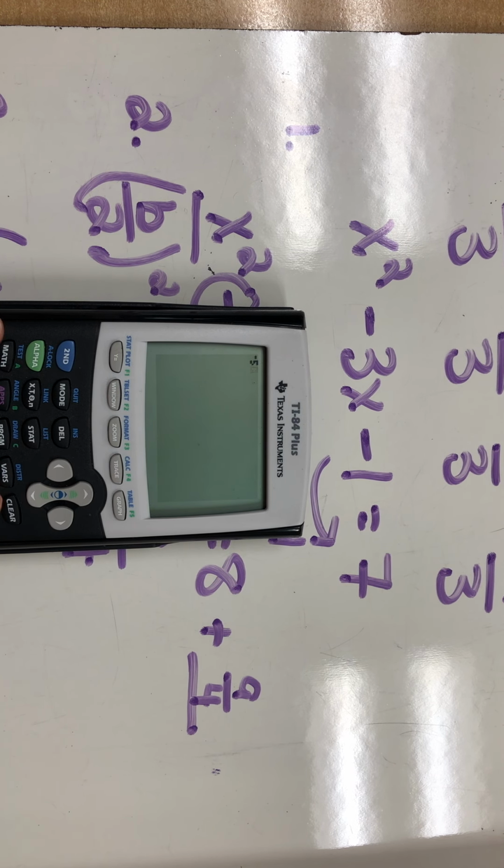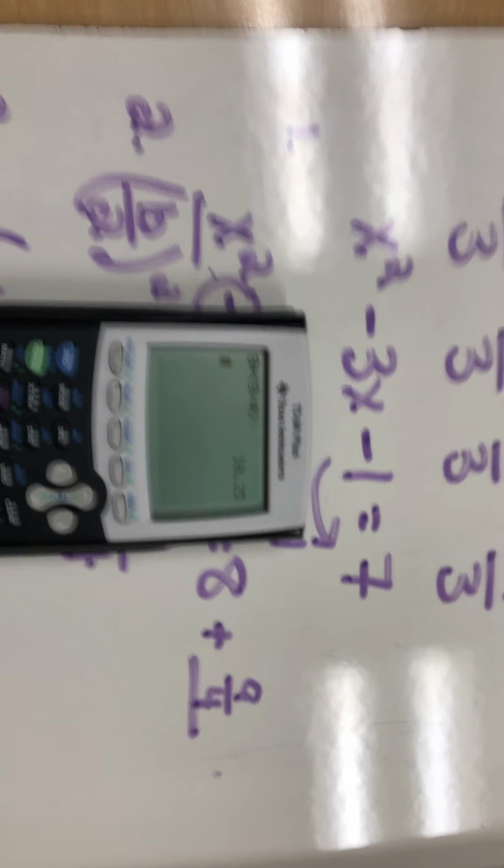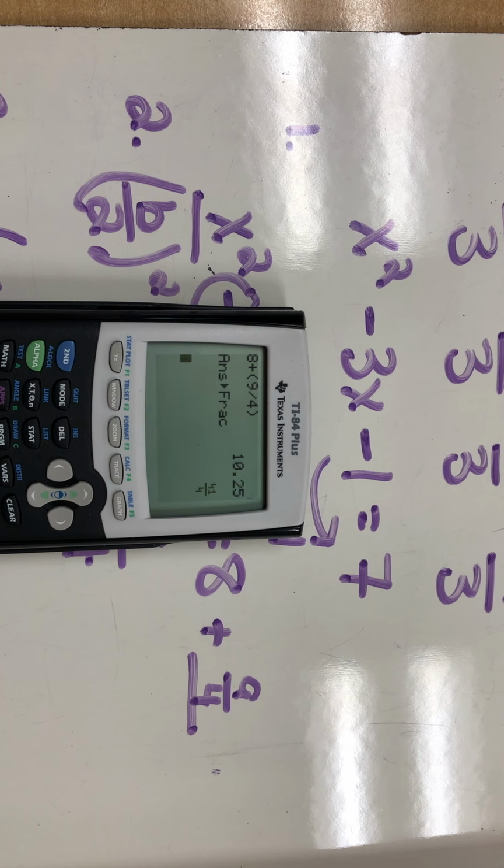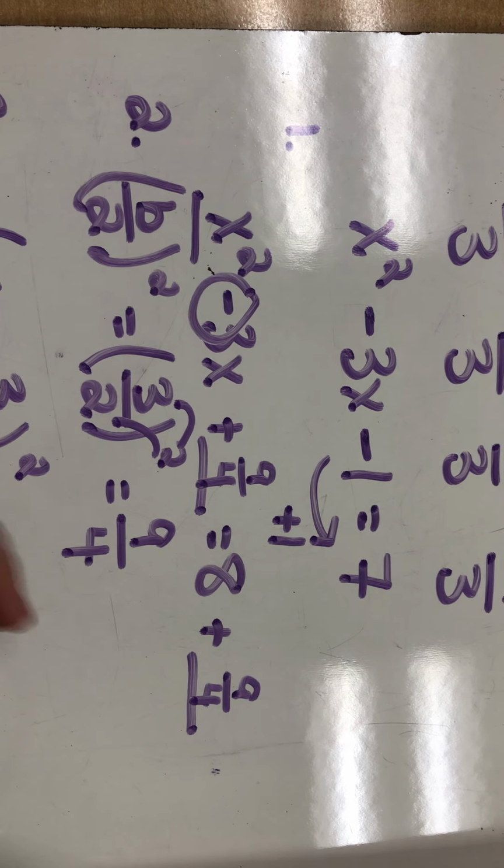If you can't do that in your head, it's completely fine. You just push clear until you're good. Just type it in. 8 plus 9 over 4. Enter. If you don't get the fraction answer, always have the fraction answer. Mine says 41 over 4. Not pretty, but it's okay.